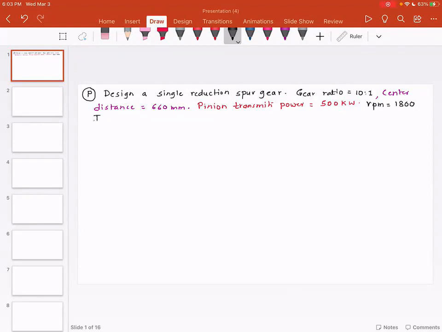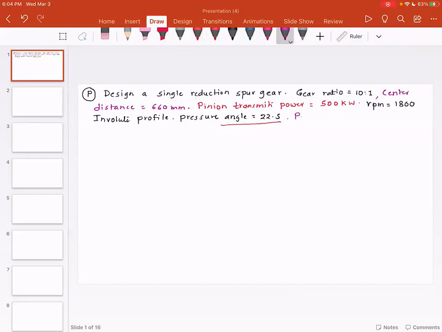Now it is an involute profile, and the pressure angle is equal to 22.5. And I want you to take note of this. This is a non-standard pressure angle. Typically the pressure angles are 14.5 or 20 degrees. This pressure angle is 22.5, so this is probably a very special application.